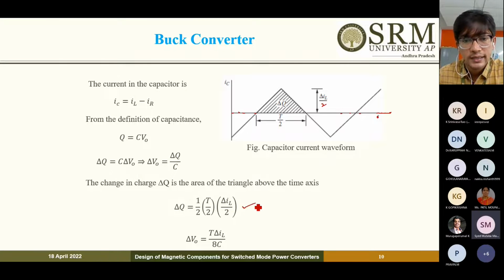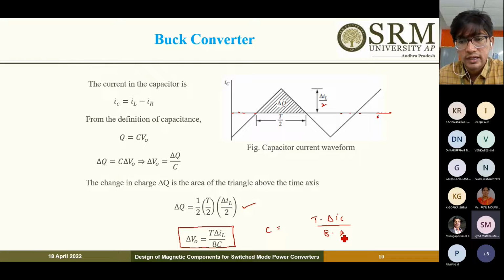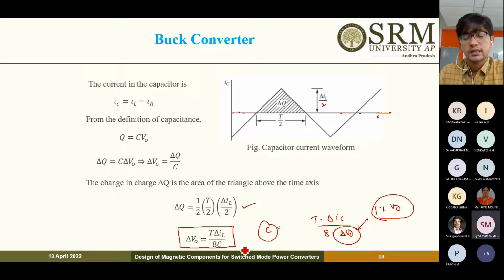If you calculate the charge and substitute your ripple voltage, that means how much ripple you want to allow for the load voltage is decided by this value. From this you can calculate C also. C will be T into del IL by 8 into del V0. So if you want only 1% of your output voltage as ripple, in such a way your capacitor will be decided. So this is the way to design a converter.